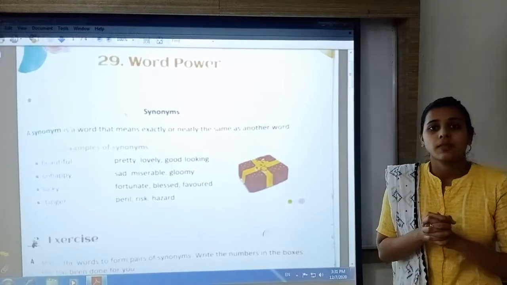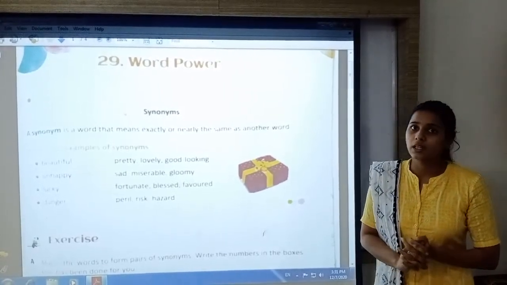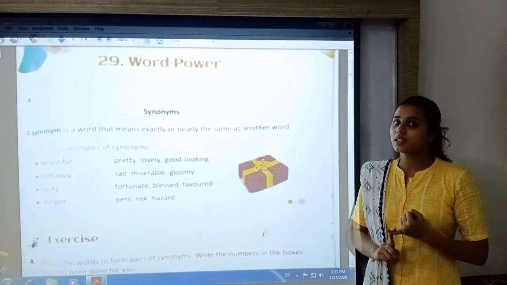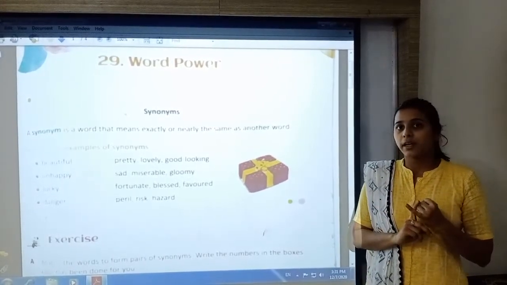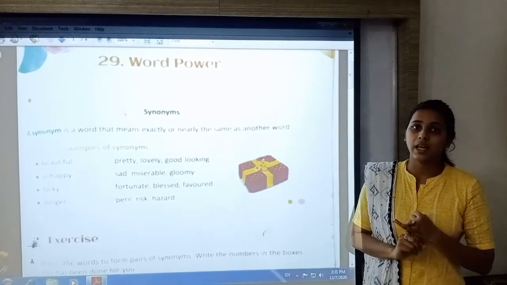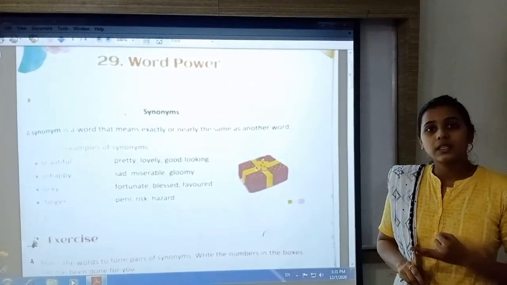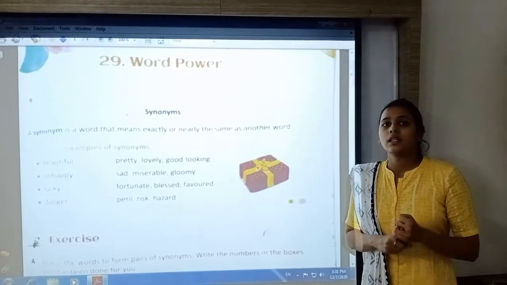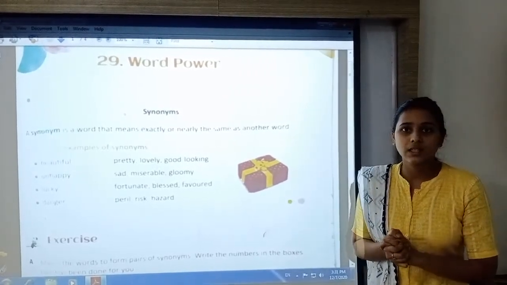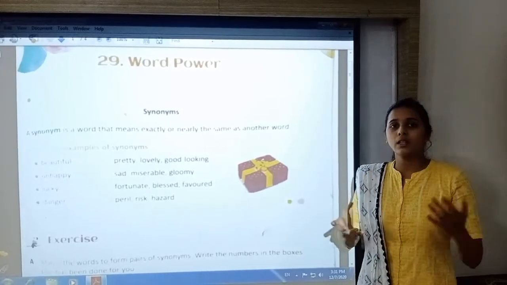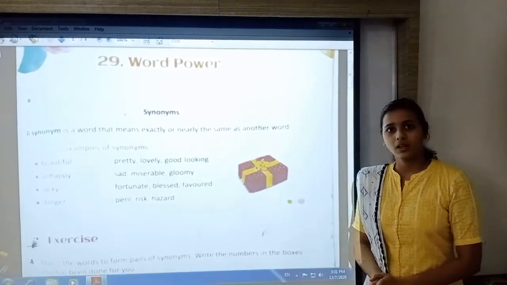So now we are going to learn in this chapter synonyms, antonyms, words made by adding prefix and suffix, one words and homophones. So are you ready to begin this? One by one we are going to understand what these terms are. Okay, let us start.